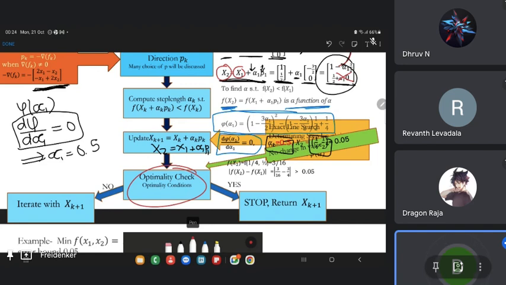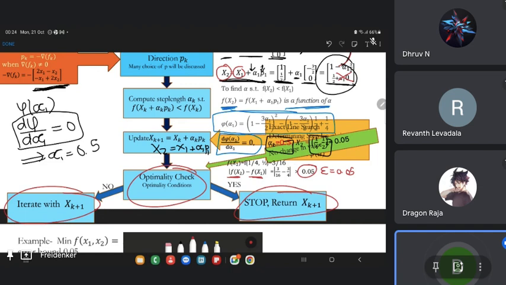Now optimality check. What is this person doing? This person is checking the function values: function value of x2 and function value of x1, and taking the difference. Epsilon, this person set it as 0.05. You can set it at any small number. Is 3 by 16 minus 3 by 4 greater than this value? If yes, you can stop here. It means the function value is not changing much. It's not decreasing much. If no, then you have to iterate it once more.